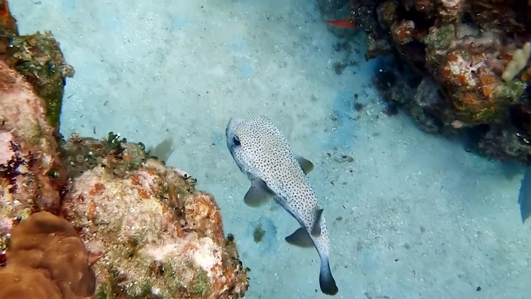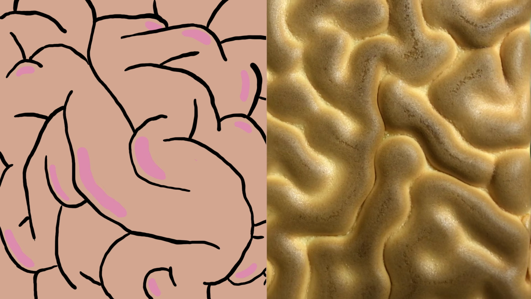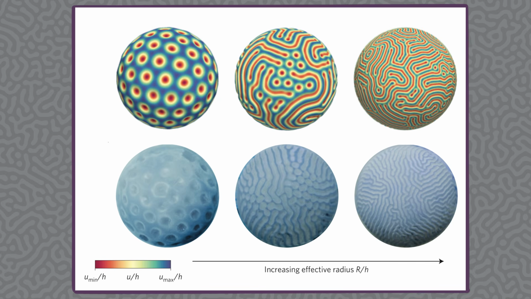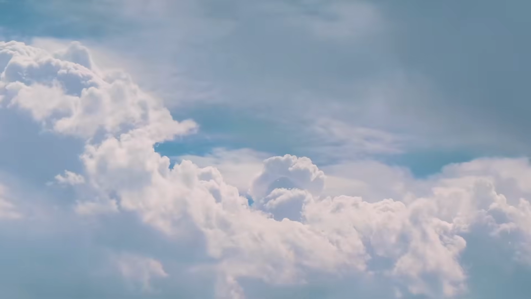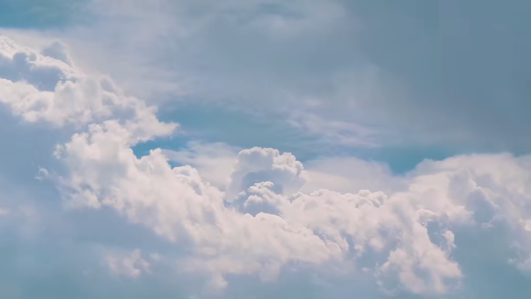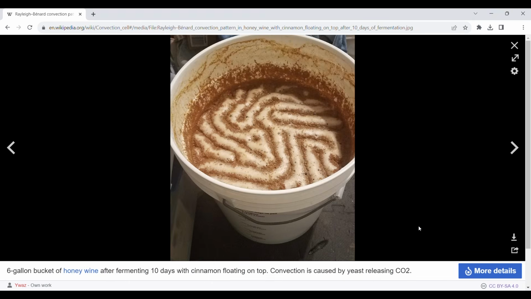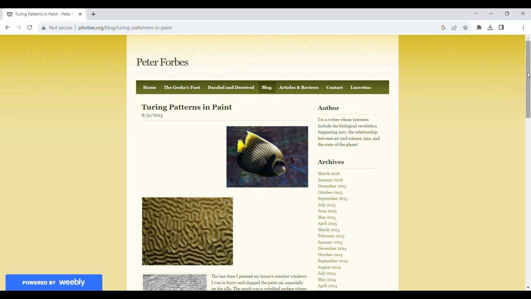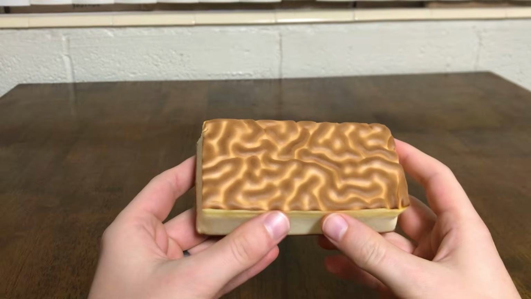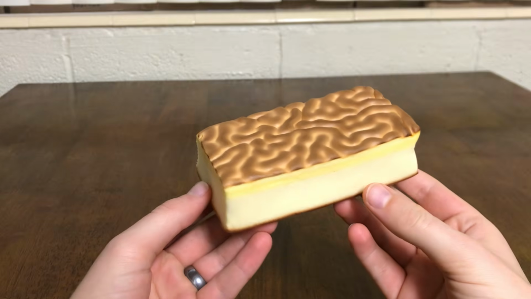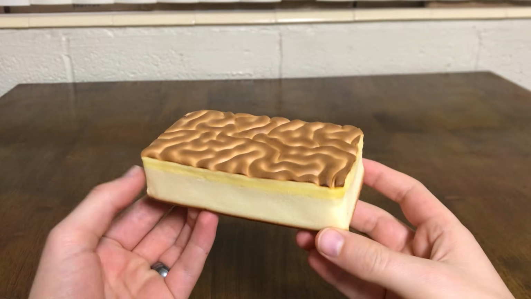Whether it's two chemicals on a plate, or fish skin, or Photoshop, or the human brain, or wet wrinkly fingers, or a rubber ball being deflated, or boiling soup, or clouds, or this fermenting wine I found on Wikipedia, or this blog post I found about watching paint dry, or tiger skin cake. Even the simplest of systems can lead to beautiful complexity.